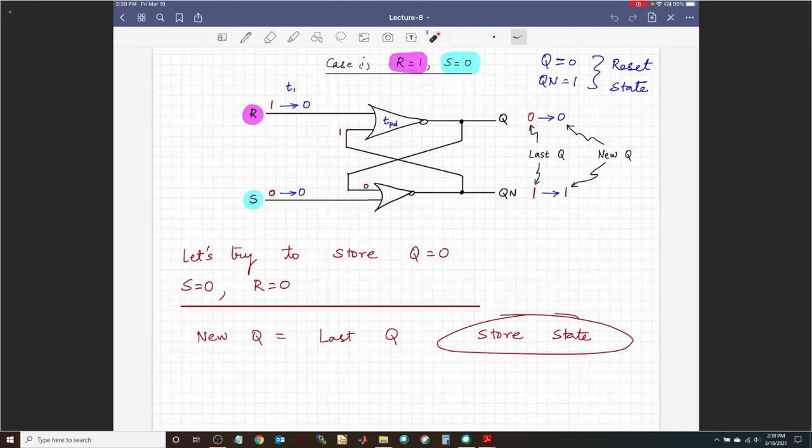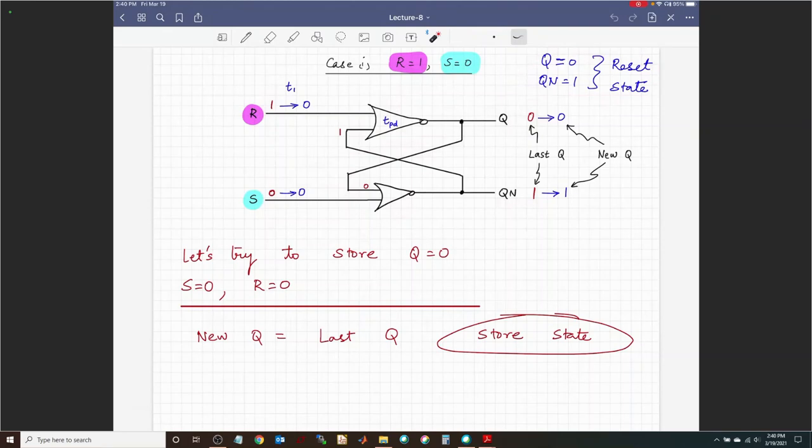Now, that was my starting state. Qn moves half as slow as Q, right? Qn is going to change after two times the propagation delay of the NOR gate. Q is going to change instantly, but that doesn't apply for all the cases. In this one, yes, but not always. We'll see why it doesn't apply everywhere. Now, if you start with that configuration, you know Q is zero and Qn is one, which is why we are calling that state a reset state.